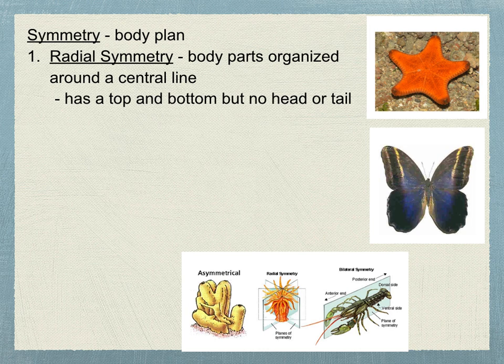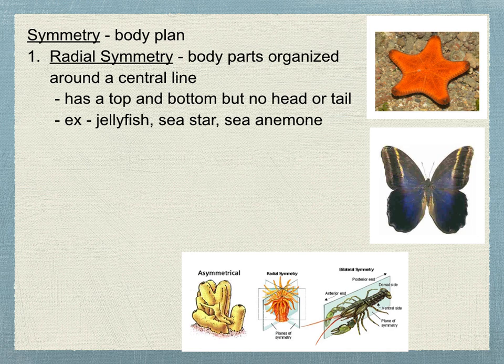If an organism has radial symmetry, then they have a top and they have a bottom, but they do not have a head or a tail. And you can again see that here. There's a definite top side here. The underside would be the bottom, but there is no specific head or tail. Examples of animals that have radial symmetry would be things like jellyfish and sea stars and sea anemones, just to name a few.